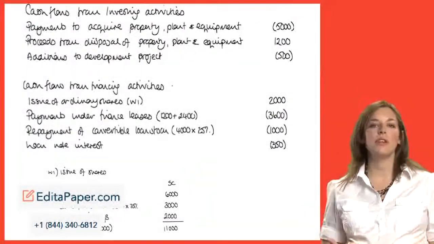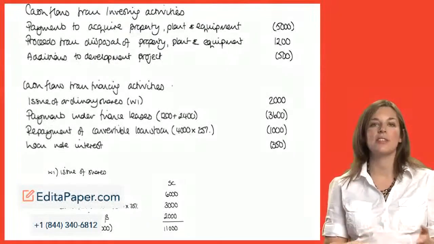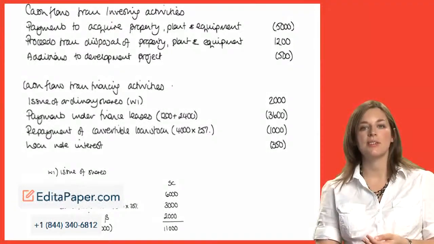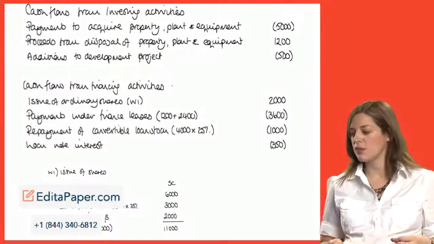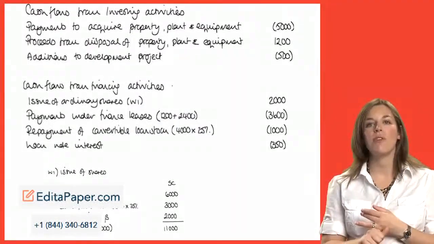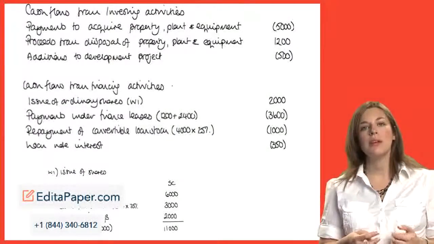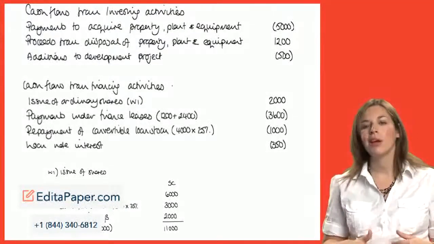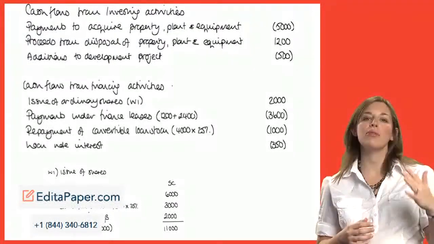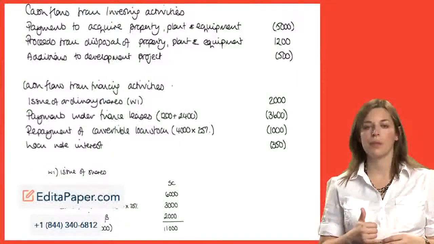So I've just given you here the 2 sections that you're going to have in your answer. Cash flow from investing activities and cash flows from financing activities. And we've just pulled in the separate sections that we've identified. So you can see there's our 5 million to buy plant and equipment and the proceeds from our disposal and the money we spent on our development project. Nice and simple. Be nice and methodical. Just go down through your question stage by stage. What are the separate things that you want to pop into the answer?